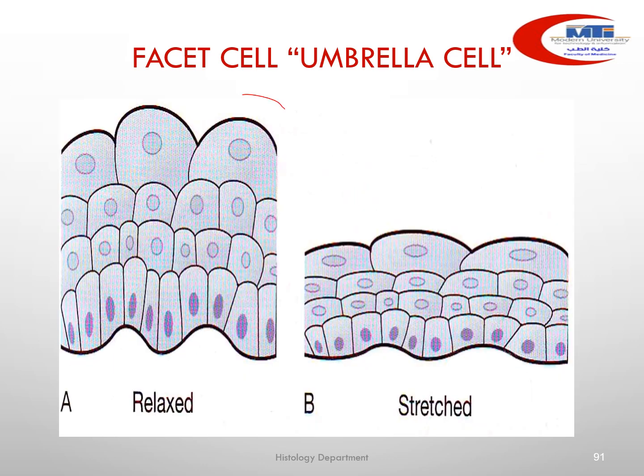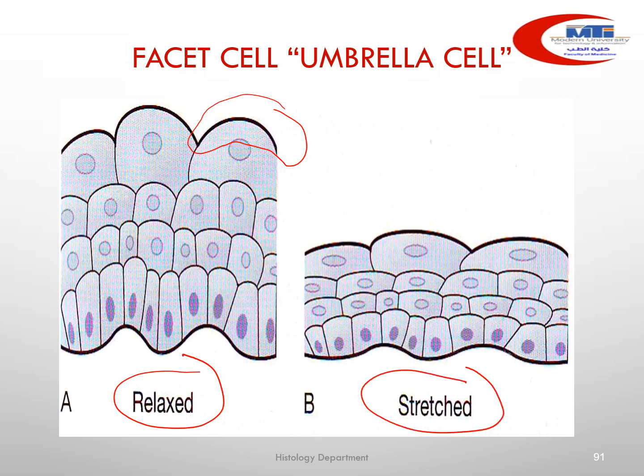Here again, the cell membrane on the apex is much thicker than the cell membrane at any other place, and this is a relaxed state, so it has lots of cells, whereas in the stretched state the cell would increase its length.